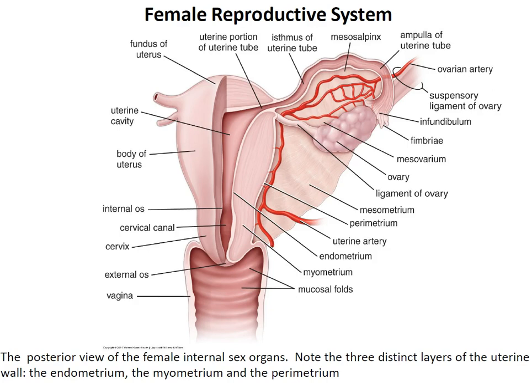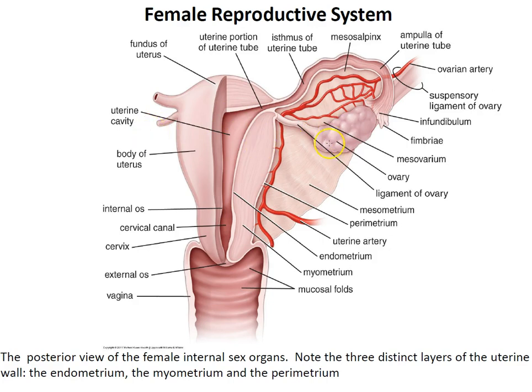Now, this schematic shows the posterior view of the female internal sex organs, which are the ovaries, the uterine tube, the uterus, and the vagina. The ovaries, uterine tubes, and the uterus undergo marked structural and functional changes during each menstrual cycle and during pregnancy. Now, if you look at the ovaries, they are paired structures, one here and one on the other side.